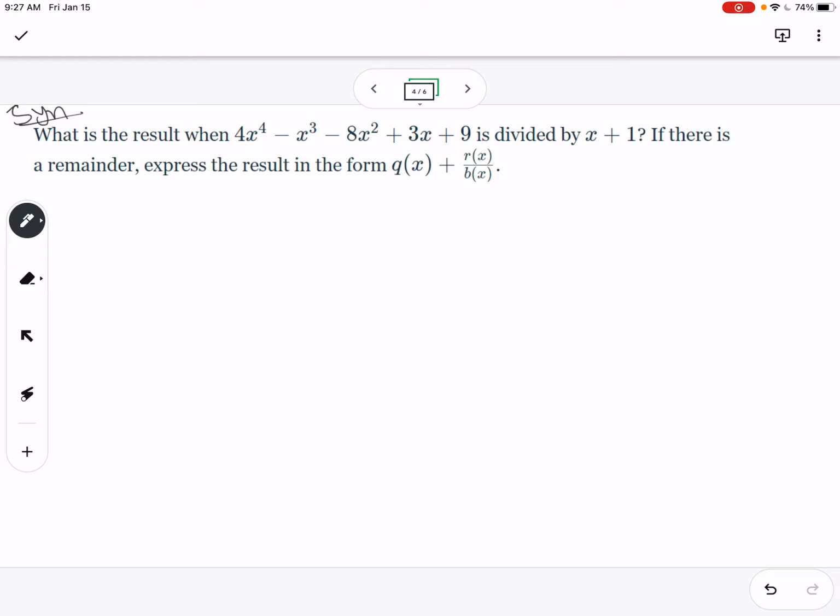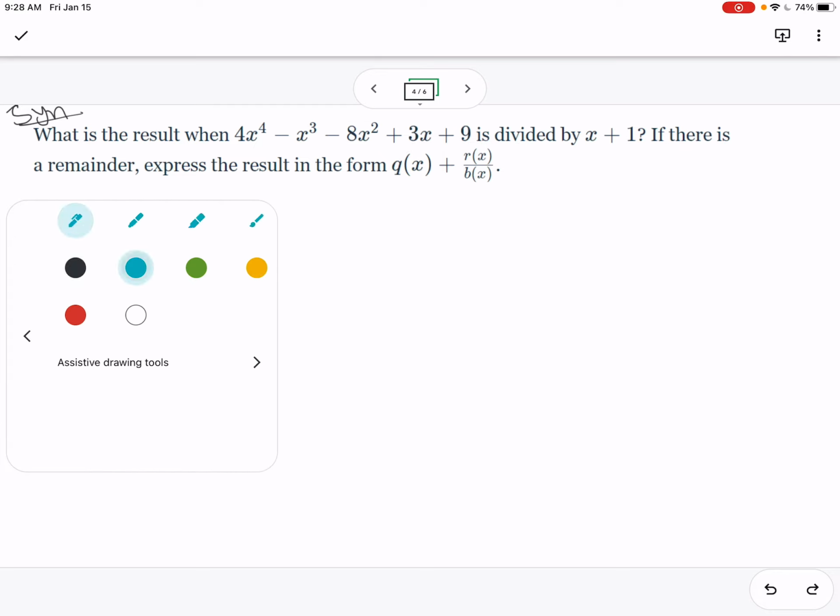Synthetic division. Okay, what is the result when 4x to the fourth minus x to the third minus 8x squared plus 3x plus 9 is divided by x plus 1? If there's a remainder, it's not guaranteed. You need to write it like this. And we'll go over that if there's a remainder.